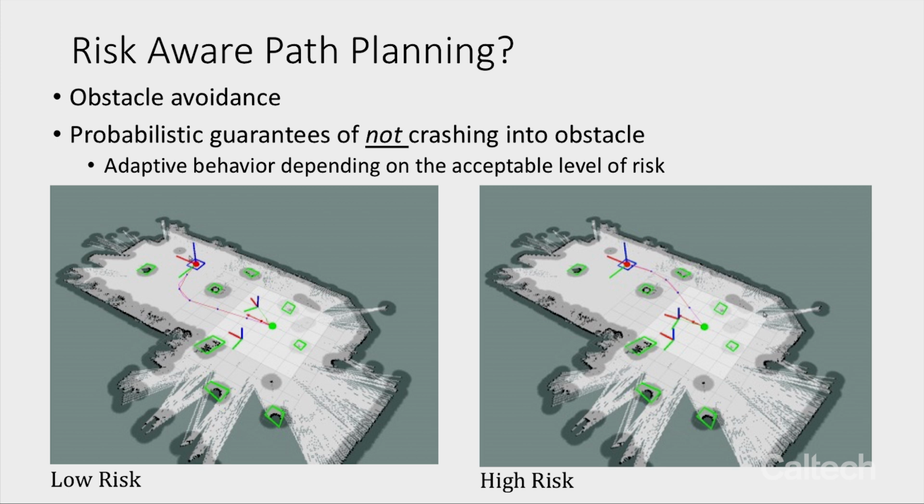So on the left, you have a low-risk scenario where the rover is instructed to go around the obstacles because you want it to take low risk in the environment. And on the right, you have a high-risk scenario where you have instructed the rover to take as much risk as it likes because you're really aware of the environment, right?